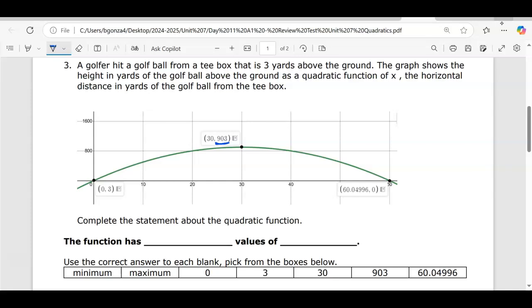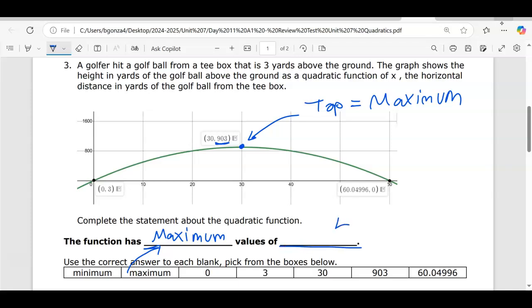Okay, so complete this statement. You have to drag stuff. Okay, so the first 2 options are minimum or maximum. So is this point a minimum or a maximum? If it's at the top, it's a maximum. You got to know that. Okay, so you would drag that over. Maximum value of, and now for this one, you're going to use the y value. What's the y value at the top there?